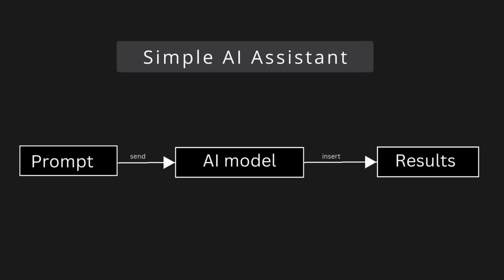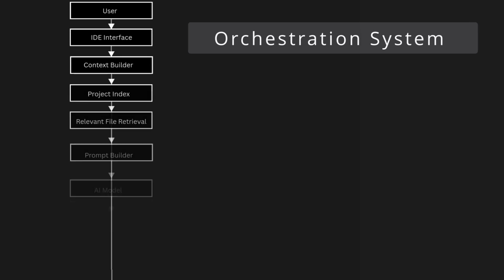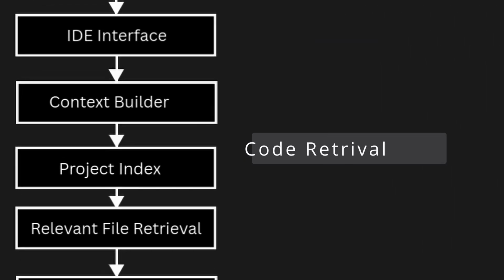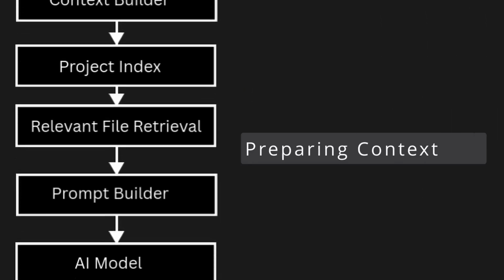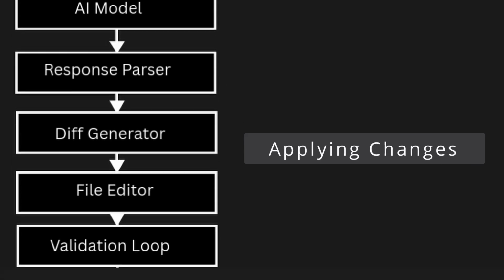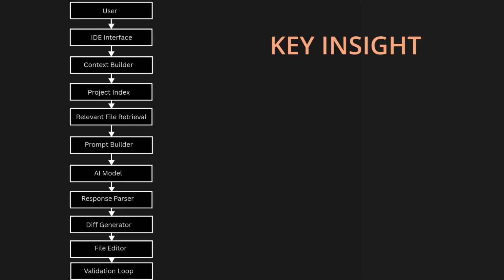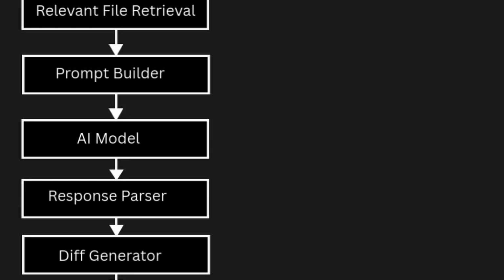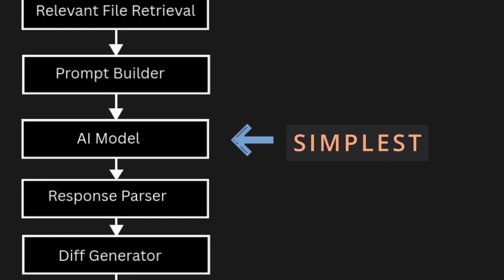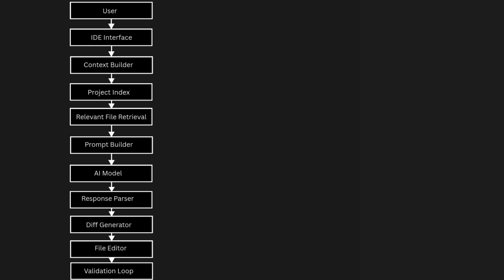When you zoom out, what appears to be a simple AI assistant is actually a full orchestration system retrieving code from your project, preparing context for the model, applying changes safely, and verifying that everything still works. And here's the key insight. The AI model, the part everyone talks about, is actually the simplest component of the entire system. The real complexity lies in everything built around it.